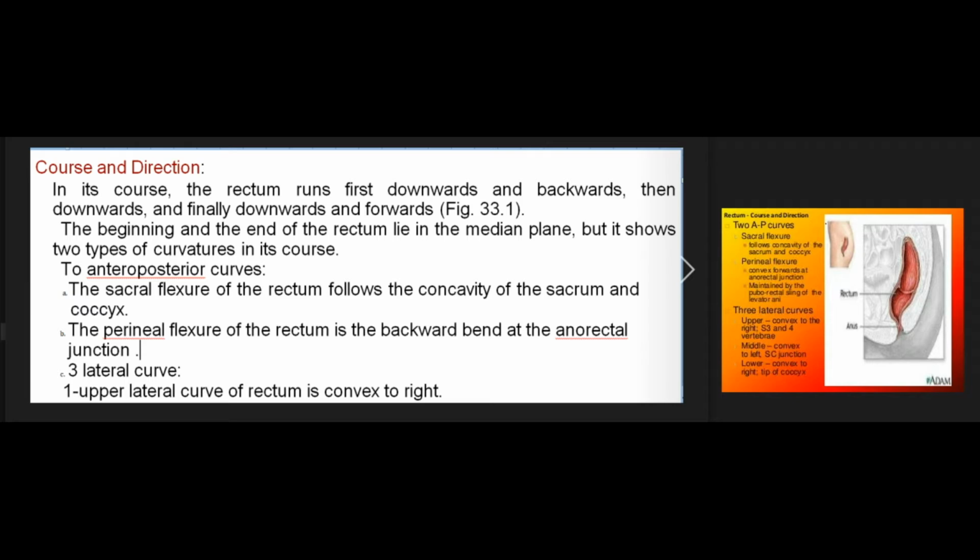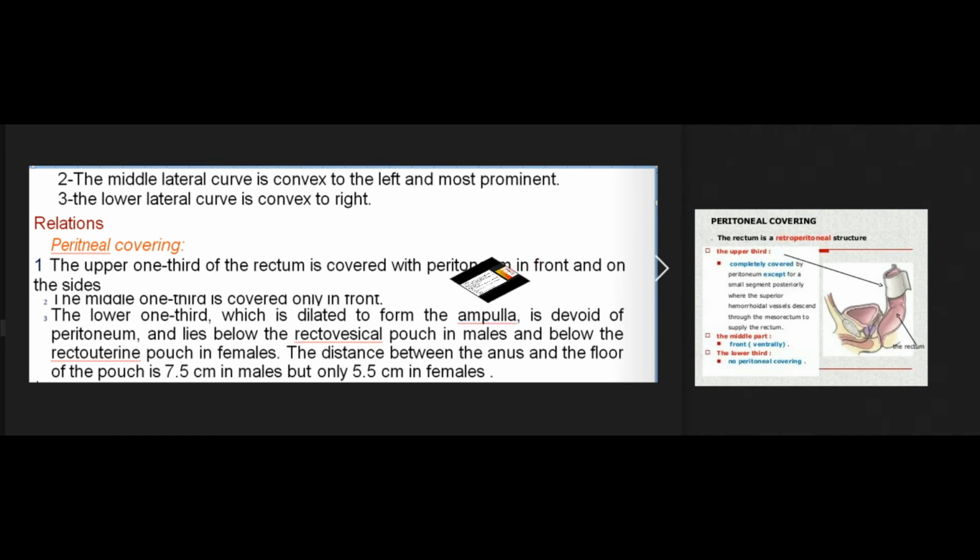Lateral curves. 1. Upper lateral curve of rectum is convex to right. 2. The middle lateral curve is convex to the left and most prominent. 3. The lower lateral curve is convex to right.